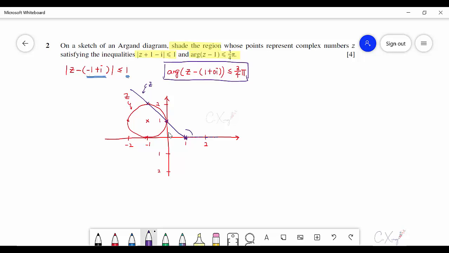Okay, and then if you want, you can actually tell them that this is 3 pi over 4. And when they ask you to shade the region for smaller or equal to 3 pi over 4, right? So you should shade actually this whole region here.